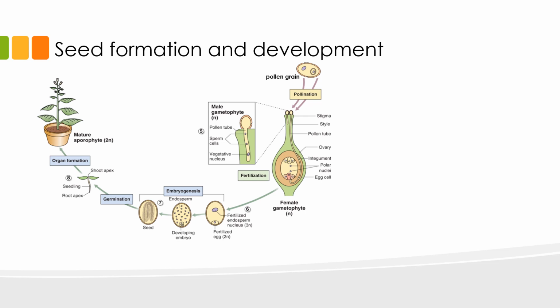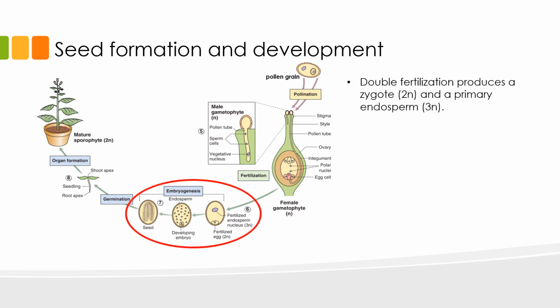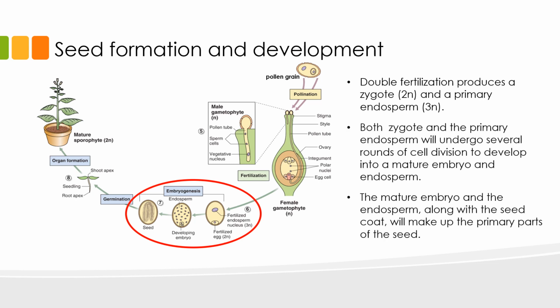From previous discussions, you already know that double fertilization produces a zygote and a primary endosperm. The zygote is a diploid, or has two copies of the full chromosome complement of the species, while the primary endosperm is a triploid, or has three copies of the full chromosome complement of the plant species. Both the zygote and the primary endosperm will undergo several rounds of cell division to develop into a mature embryo and endosperm respectively. The mature embryo and the endosperm, along with the seed coat, will make up the primary parts of the seed.